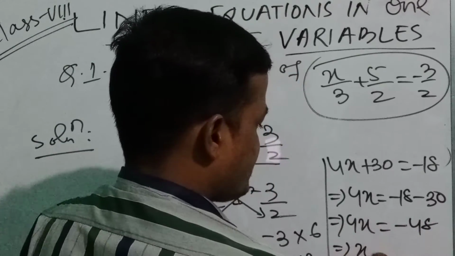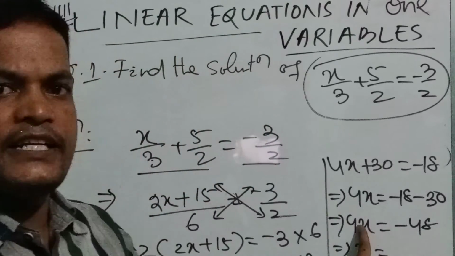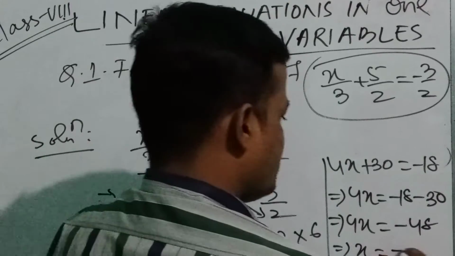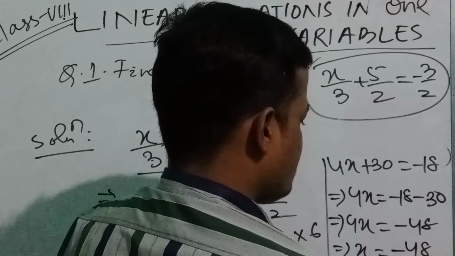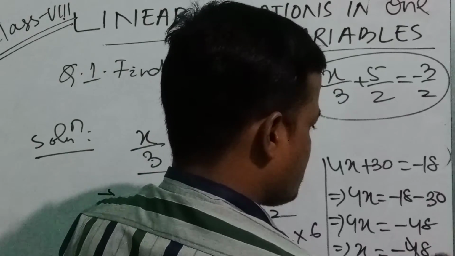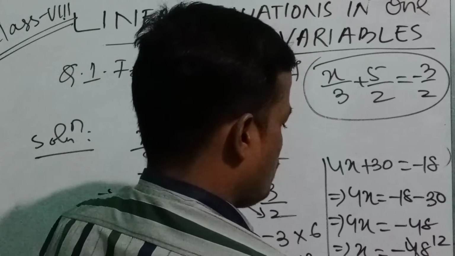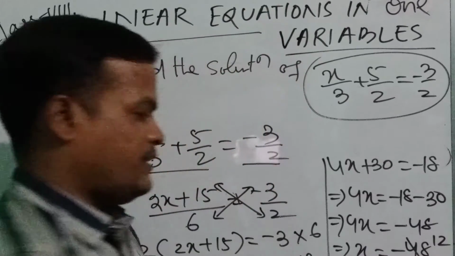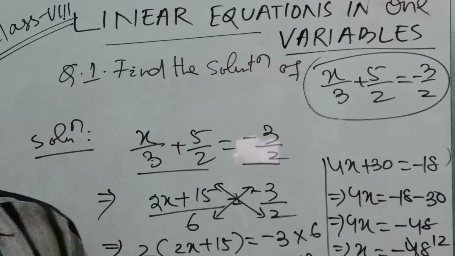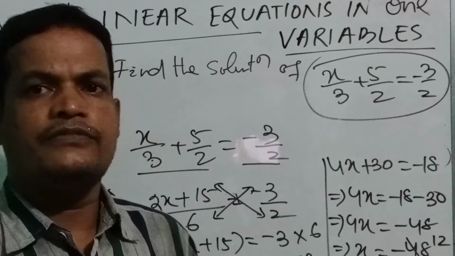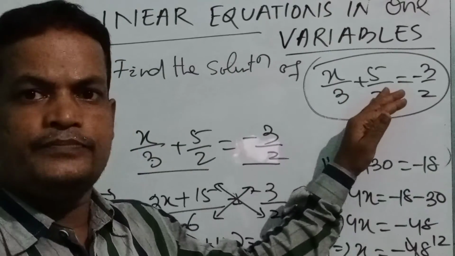That is, x is equal to, 4 is multiplied here, so on the right side it will be divided. So minus 48 by 4, and what is coming? 12. So x is equal to minus 12. The value of this x is the solution of this equation. Okay.